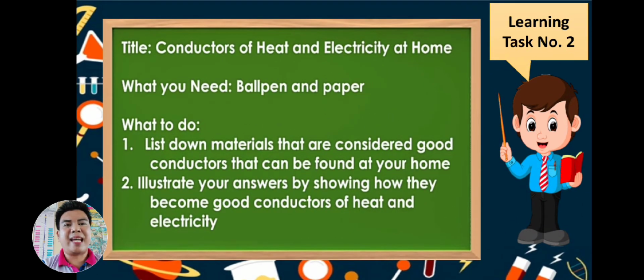Our activity is titled Conductors of Heat and Electricity at Home. What are the materials we need? We have only 2 materials. Of course, your ball pen and paper. What to do? The first step, list down materials that are considered good conductors that can be found at your home. Number 2, illustrate your answer by showing how they become good conductors of heat and electricity.